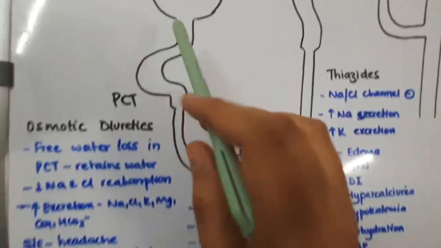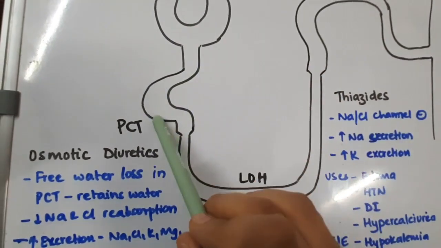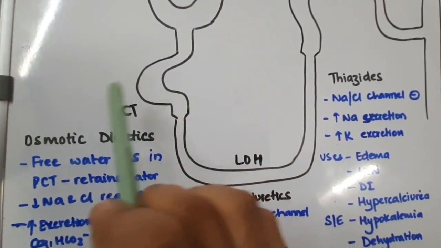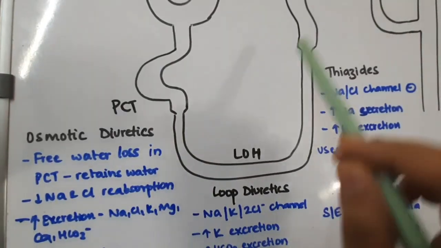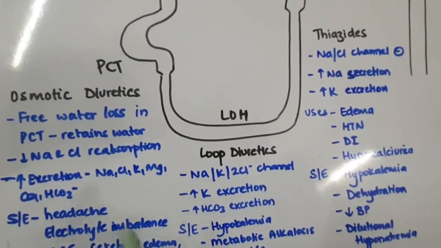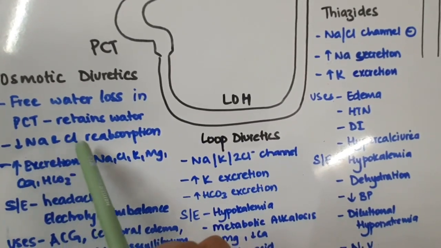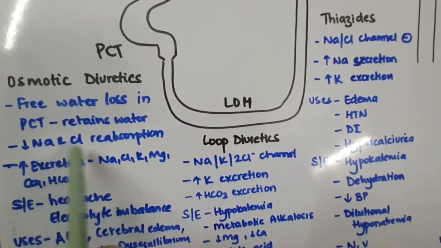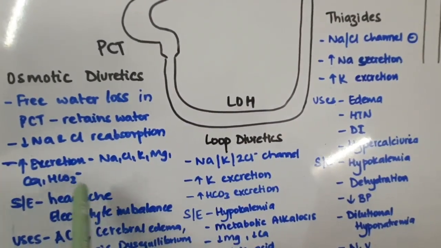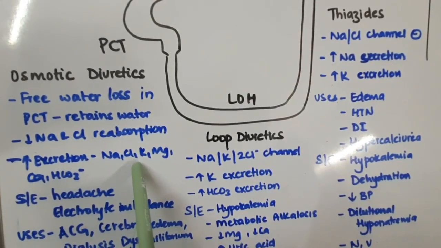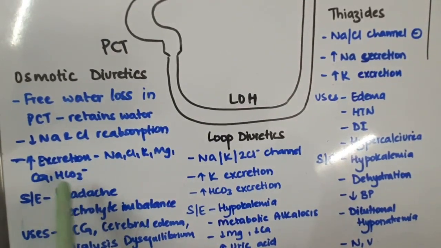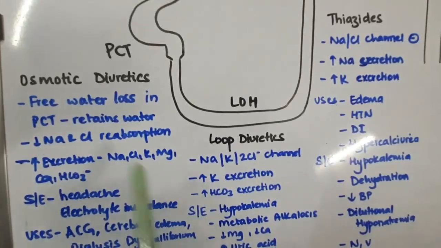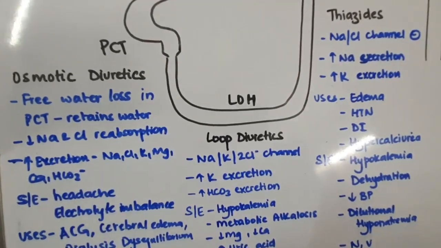So whatever fluid comes from the Bowman capsule into the PCT, it will not be reabsorbed, or the reabsorption will be less, and more of it will be retained in the proximal convoluted tubule to be eventually excreted. It also reduces sodium and chloride reabsorption. Since sodium chloride are absorbed along with water, the reabsorption will be decreased, and there will be increased excretion of sodium, chloride, potassium, magnesium, calcium, and bicarbonate. So all of these important ions that you have, the excretion is increased.